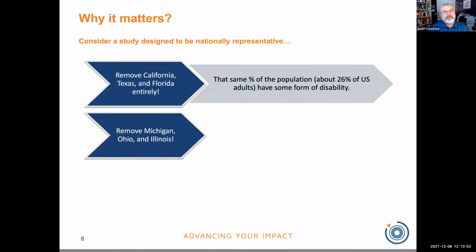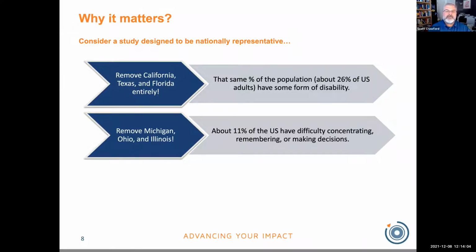let's go a little further then. Let's just think about Michigan, Ohio, and Illinois. So Midwest, let's take them out of the study and put California, Texas, and Florida back in. If we remove Michigan, Ohio, and Illinois, right there we're at about 11%. And this is about the same population in the US as people who have difficulty concentrating, remembering, or making decisions. Now you can start to see that those people are probably having some difficulty with surveys. If they're having a hard time concentrating and remembering things, there's a lot of recall activity and a lot of cognition required to do this.